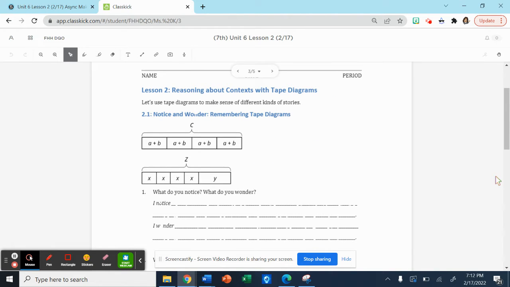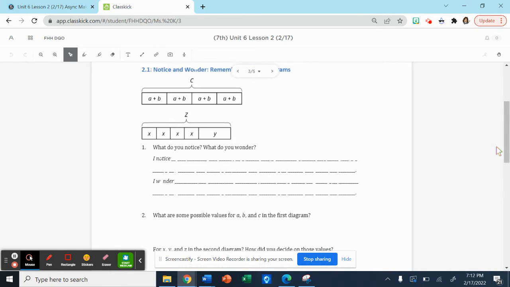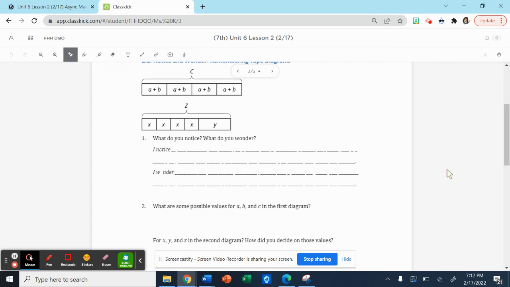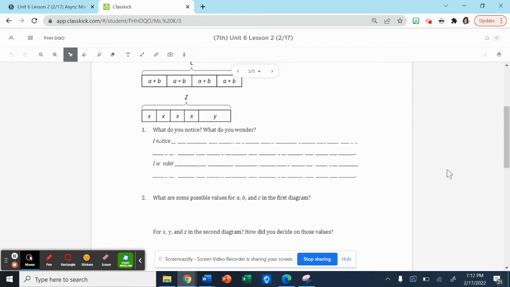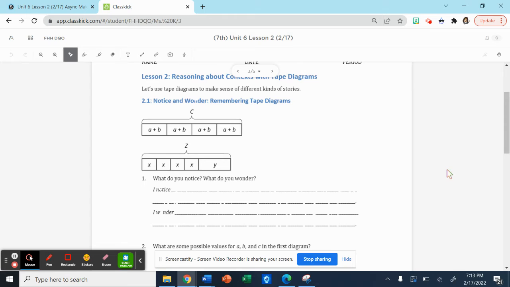Slide 3, let's use tape diagrams to make sense of different kinds of stories. 2.1, Notice and Wonder, Remembering Tape Diagrams. I want you to start by pausing this video and telling me, what do you notice and what do you wonder? Then answer question 2. What are some possible values for A, B, and C? So what number could A be, what number could B be, and what number could C be? And what about for X, Y, and Z in the second diagram? Go ahead and pause this video and answer the questions on slide 3.